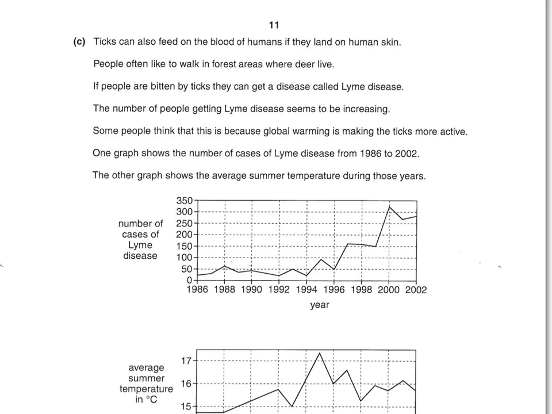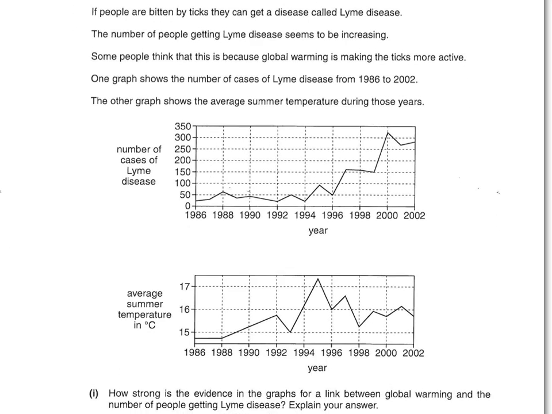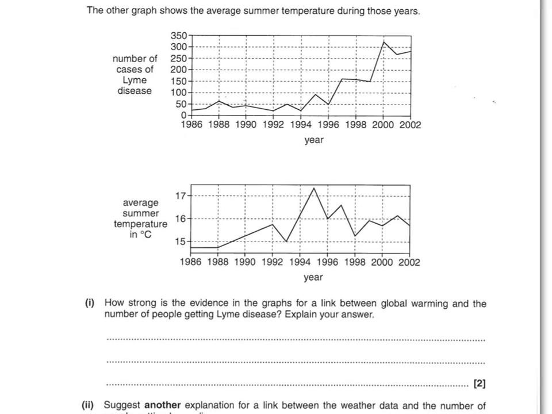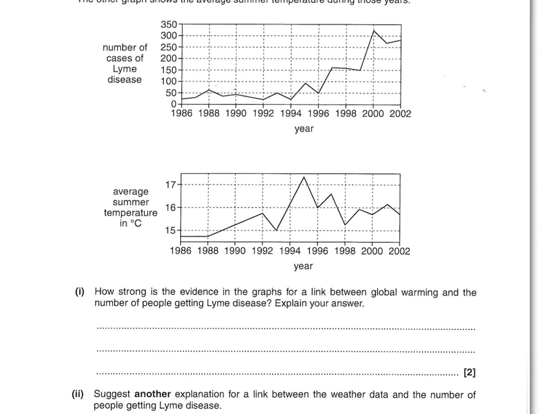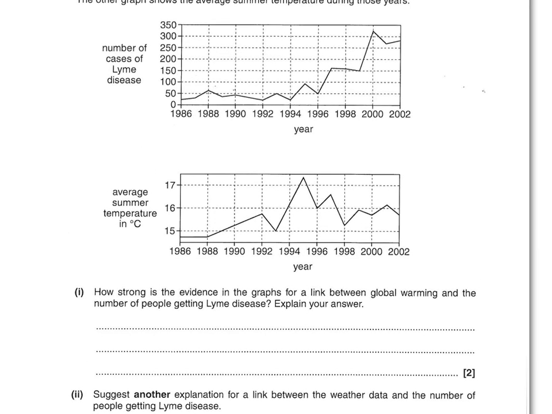One graph shows the number of cases of Lyme disease from 1986 to 2002. The other graph shows the average summer temperature in those years. There they are. How strong is the evidence in the graphs for a link between global warming and the number of people getting Lyme disease, and explain your answer.